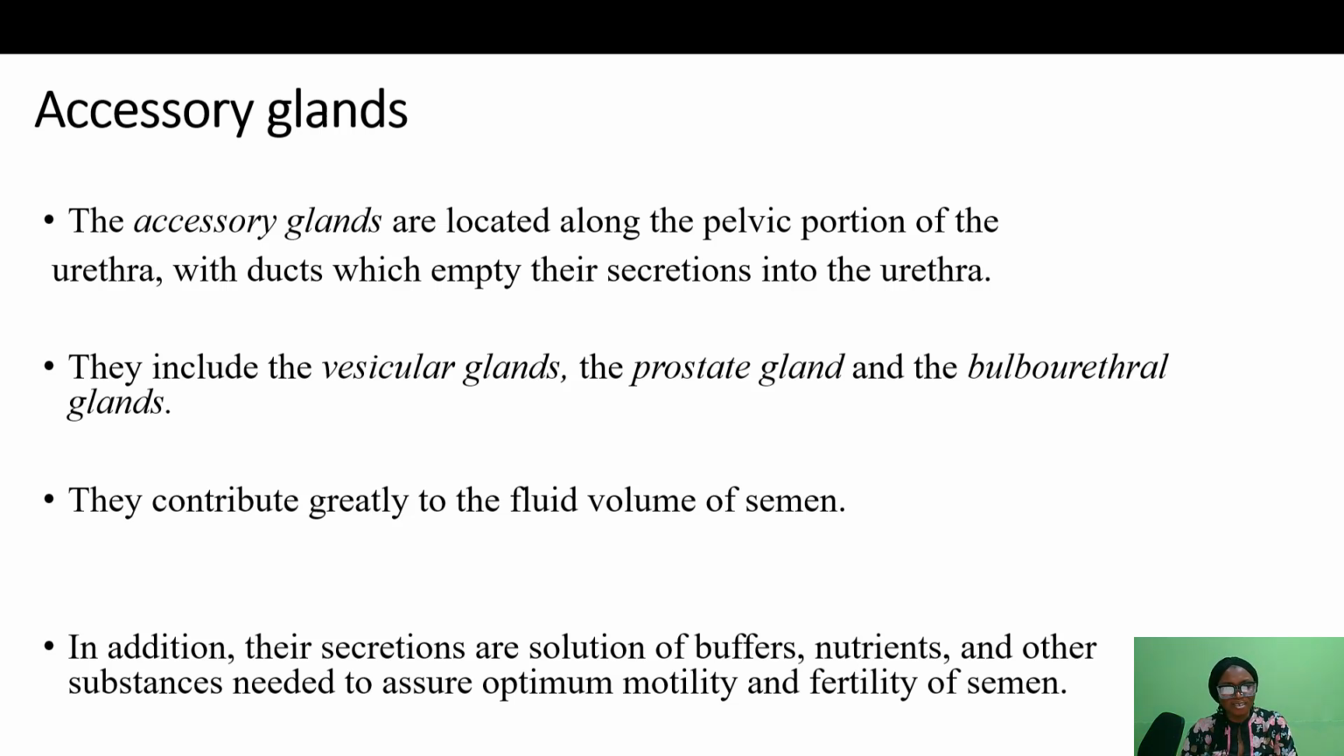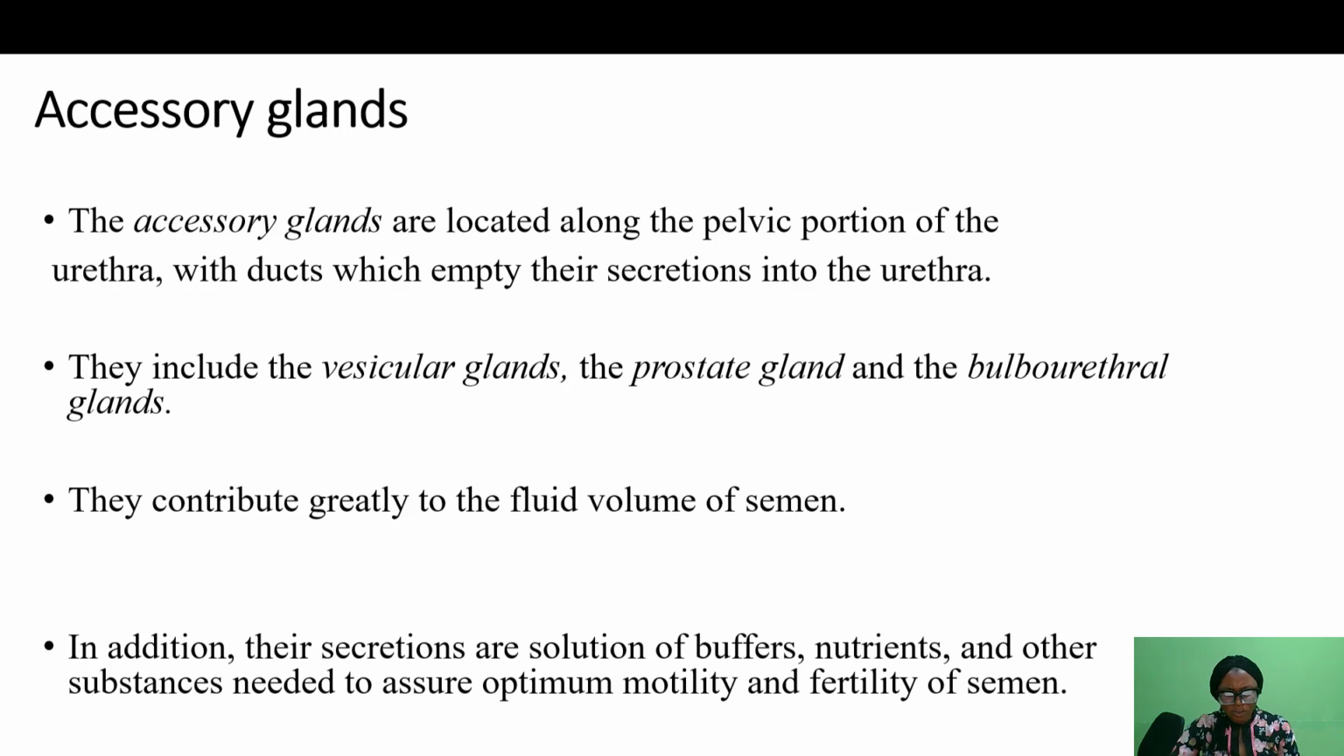Vesicular gland. Yes, good. We have the prostate gland and the bulbourethral gland. These three glands make up the accessory glands majorly. They contribute their fluid volume to the semen, so that when the sperm cells plus the volume of fluid from the accessory glands combine, it gives us semen. Semen: sperm cells plus fluid from the accessory glands.